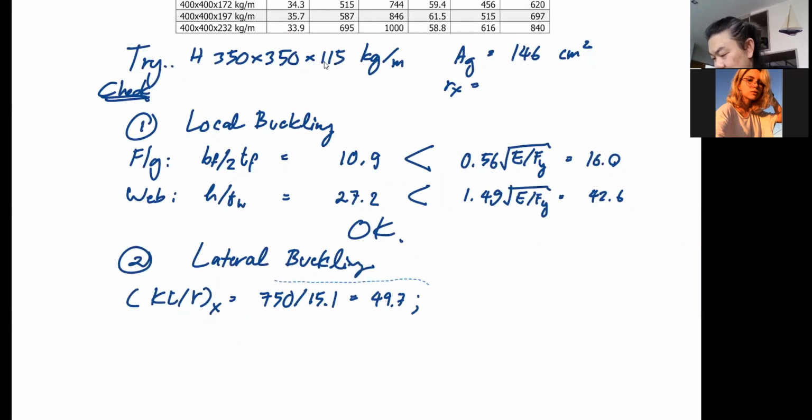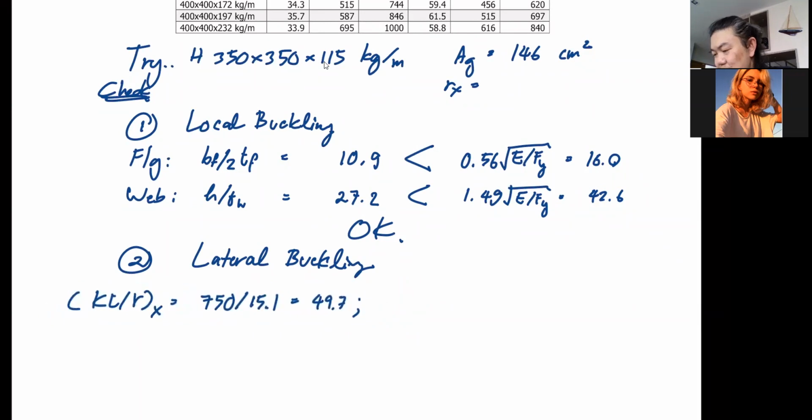And for KL, let's move it. I'll run out of space. Okay. It's a good thing, right? In real life, you're going to have to erase everything. KL over RY is 562.5, right? The longest unbraced length in the y-axis, divided by 8.78, and that is 64.1. So that one is larger.